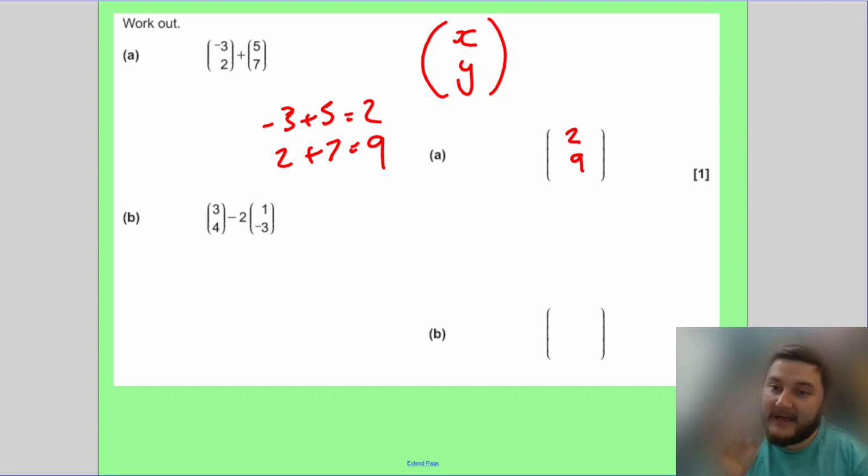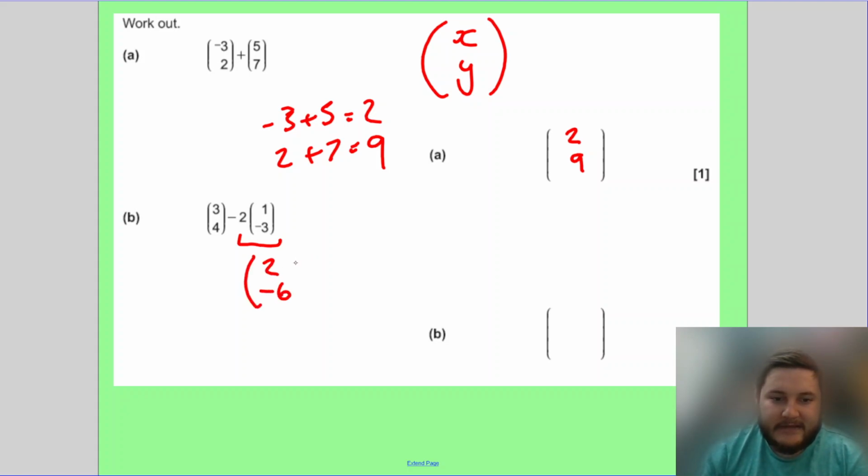We don't write a line in between like you would for a fraction, because this is not a fraction, it's a column vector. So it's just brackets, number on top of another number with no dividing line in between. Then for this next one, if you multiply a number by a vector, so this is 2 times this, you just multiply the 2 with each number. So this is the vector 2, -6, and we are taking that from the vector 3, 4.